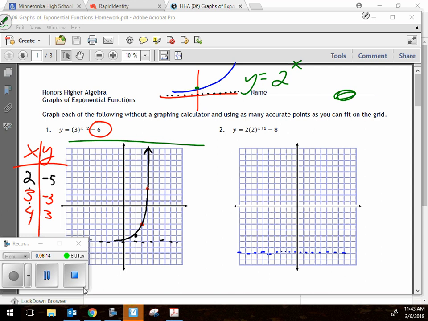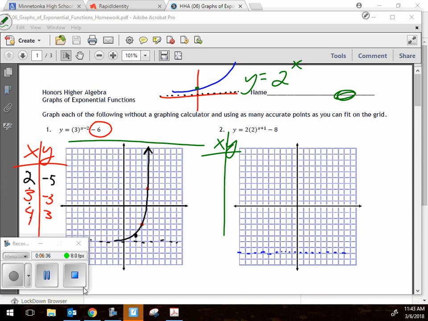All right, now let's put in some more points, XY chart. And I suppose I better tell you which ones I want you to do. I want you to do 1, 2, 3, and 4, but after that, just the evens. All right, so let's find some points quick.